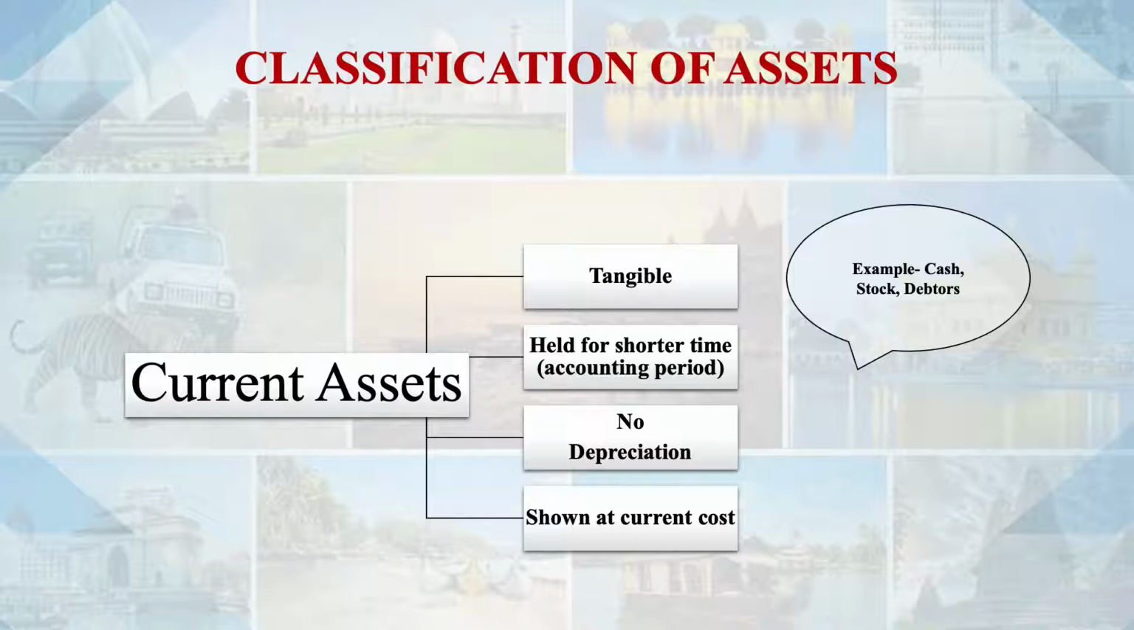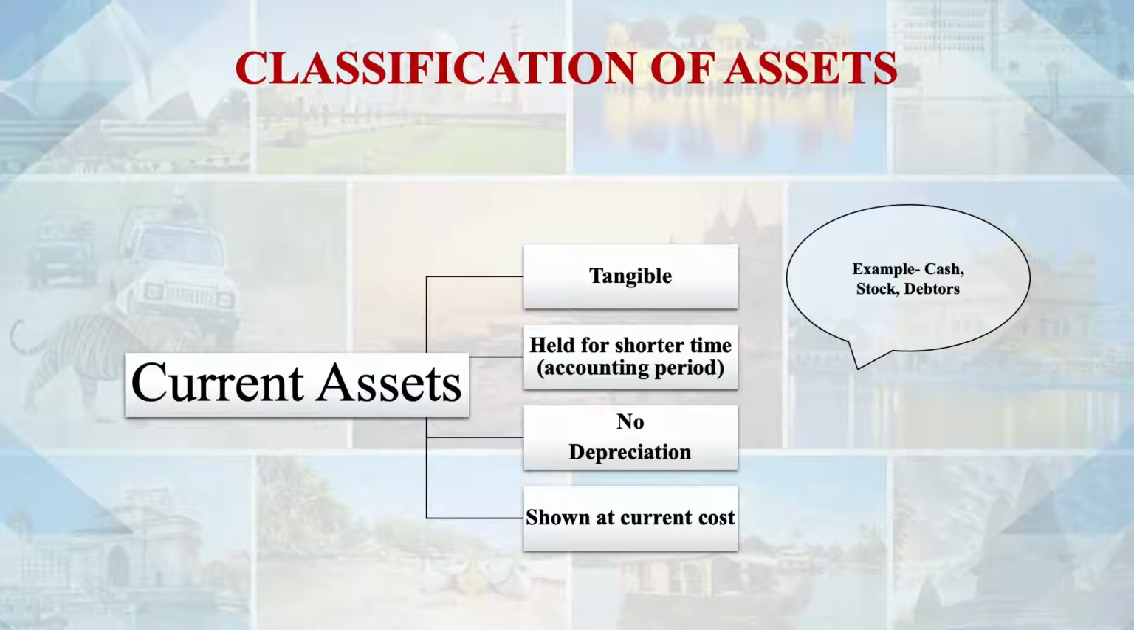So examples of it is cash. Cash is always in a cash form, so no conversion is required. Then the stock, your inventories, your debtors, your bank balance, these are all the examples of your current assets. So the time period of converting these assets into cash again is normally less than one accounting period or one operating cycle. These current assets, we don't charge depreciation. No depreciation is charged because they are realized within one accounting period or within one operating cycle, and they are always shown at their current cost, that is the current value. So this is the different classification of your assets.